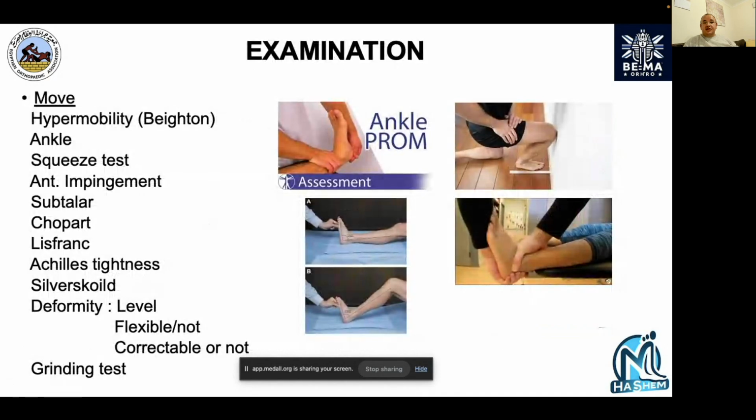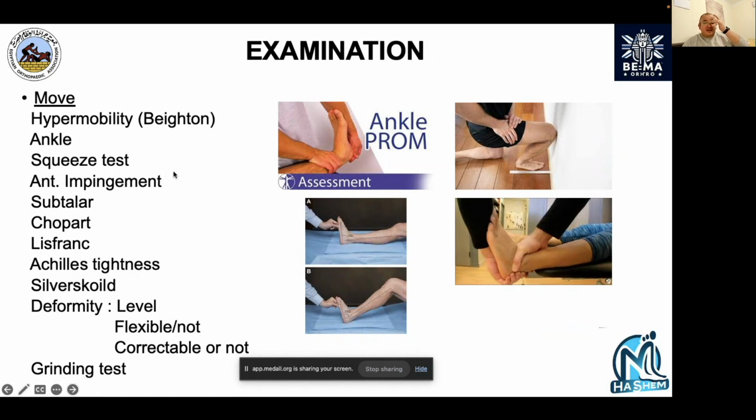Then the movement. In a foot and ankle examination, every patient has to have a Beighton score. You need to see if the patient has any ligamentous hyperlaxity or not. The Beighton score is out of 9, and I'm sure all of you know it. If the patient has 5 out of 9 or more, this means the patient is hyperlax. And this score is invalid in kids because kids are hyperlax, so don't use it in kids. It's a very tricky point in the exam.